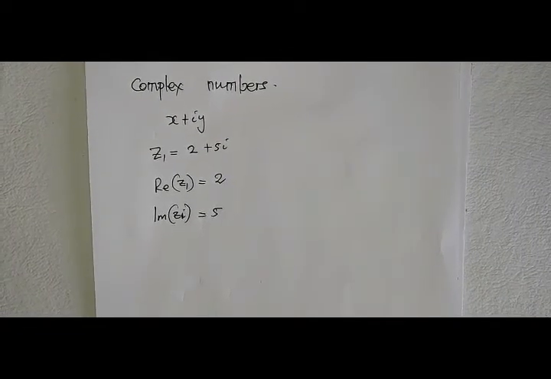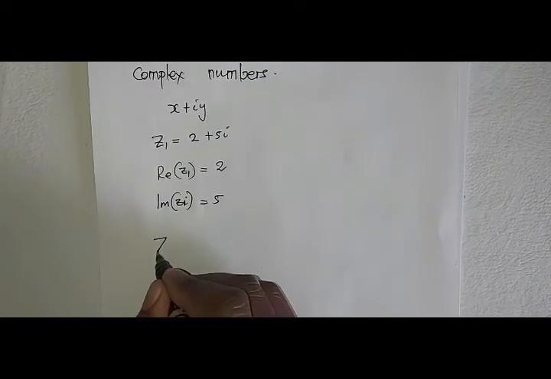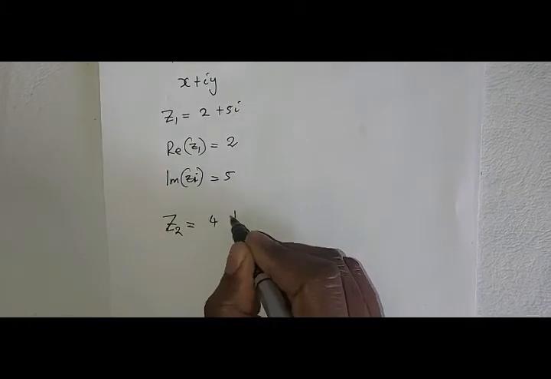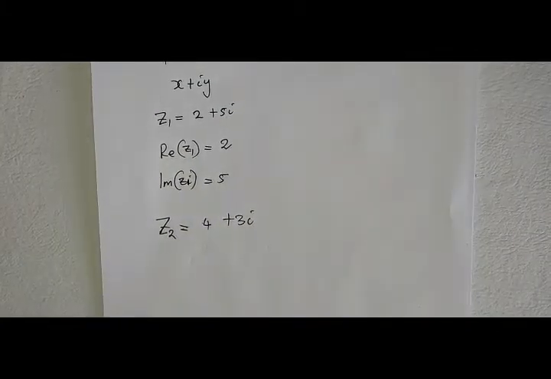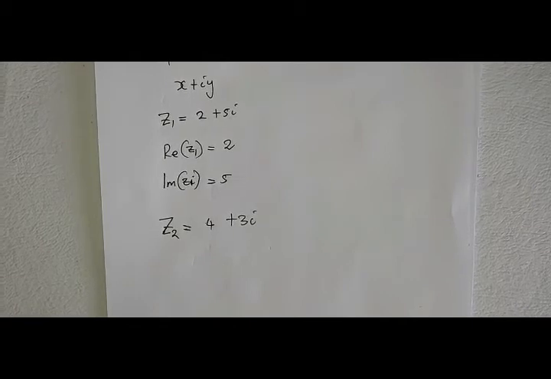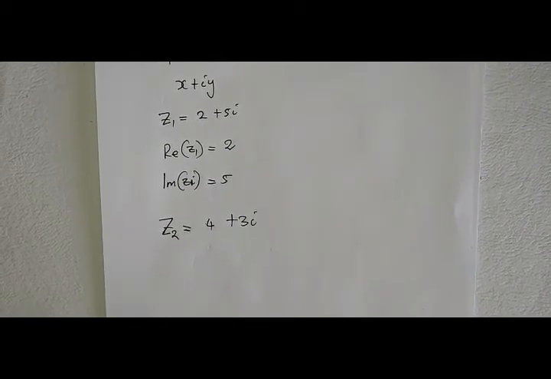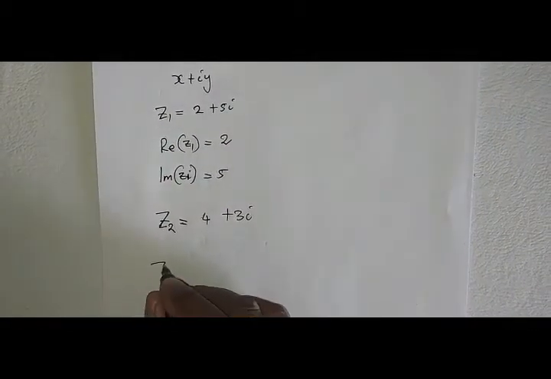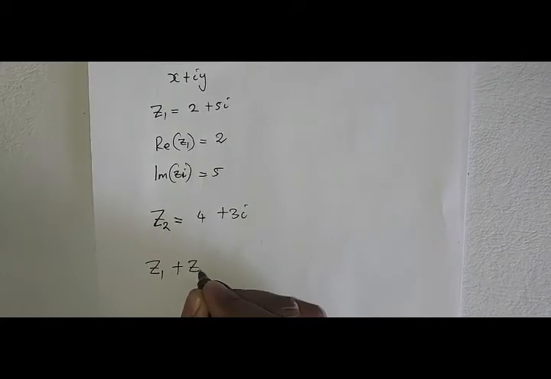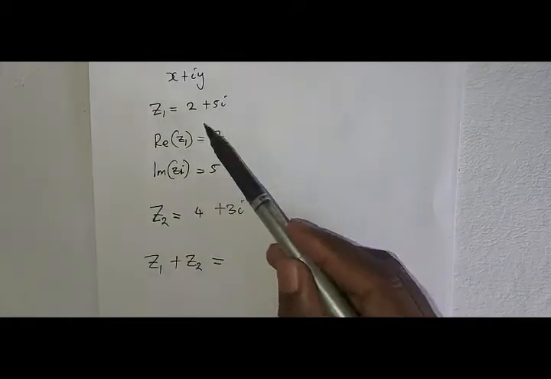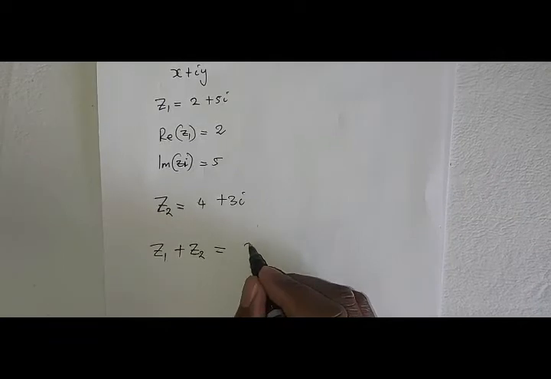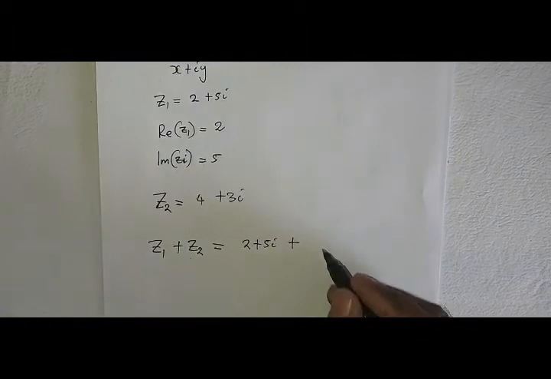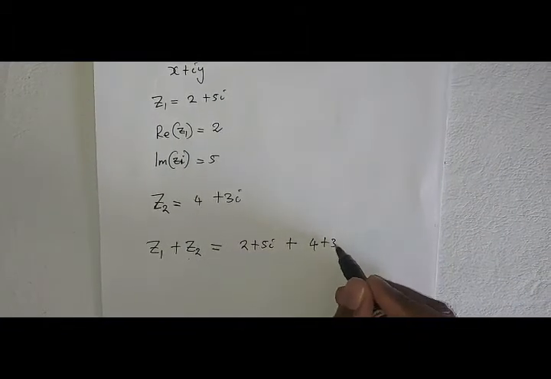For example, now again, I can say z2 is equal to 4 plus 3i. So what we want to be able to do is to add complex numbers. Therefore, when we say z1 plus z2 is equal to, then we add our complex numbers. It will be 2 plus 5i plus z2, which is 4 plus 3i.